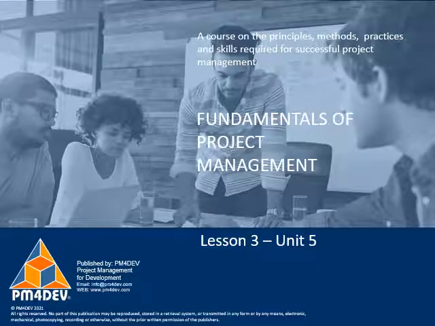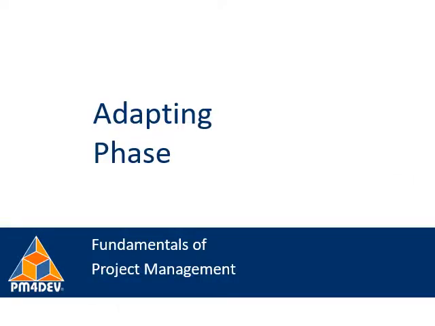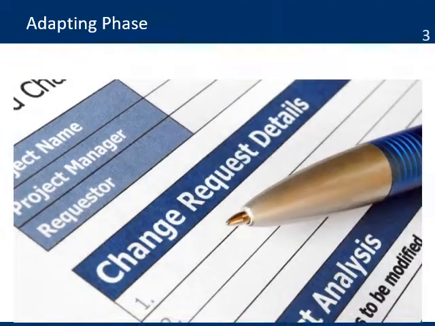Lesson 3, Unit 5, the adapting phase. The adapting phase is where changes to the original plans are analyzed and approved. These changes will improve the delivery of the project intervention.